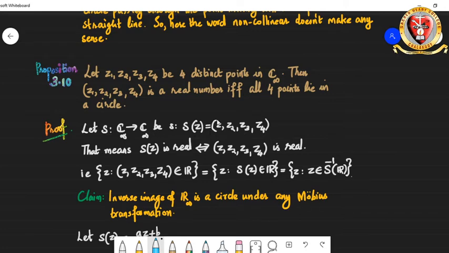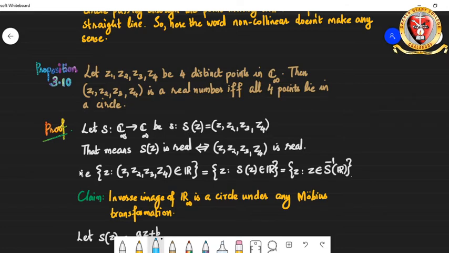S of Z is equal to the quadruple set 2, set 3, set 4. That means we have to prove that this cross ratio is a real number, right? So instead of proving the cross ratio is real, we can say that S of Z is real. That is necessary for us.